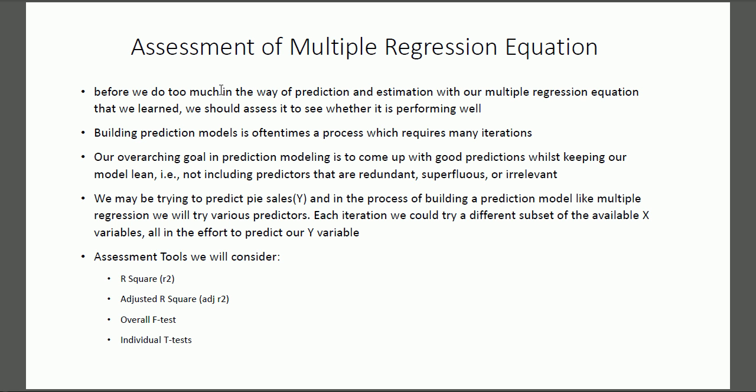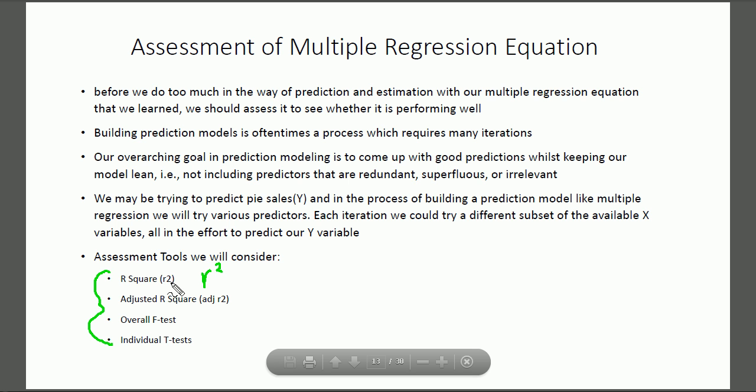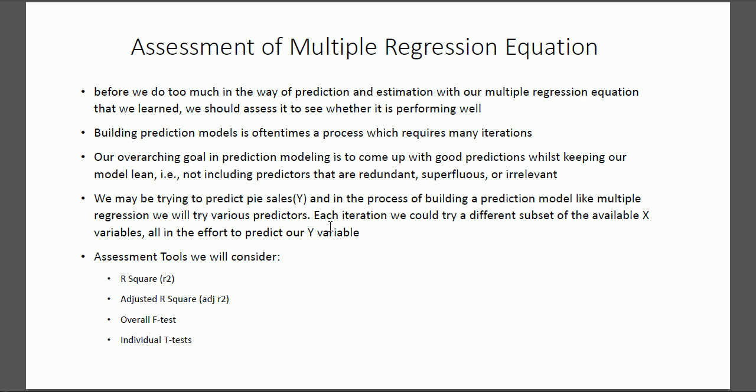Here are some of the tools that we're going to look at to assess these models. R-square, which we've seen many times in simple regression, so it's not completely new. It's a superscript, so it's r to the second power. Then we have something called adjusted R-square, and then we have two hypothesis tests that we're also going to look at. So we're going to look at these 4 assessment tools in this section.